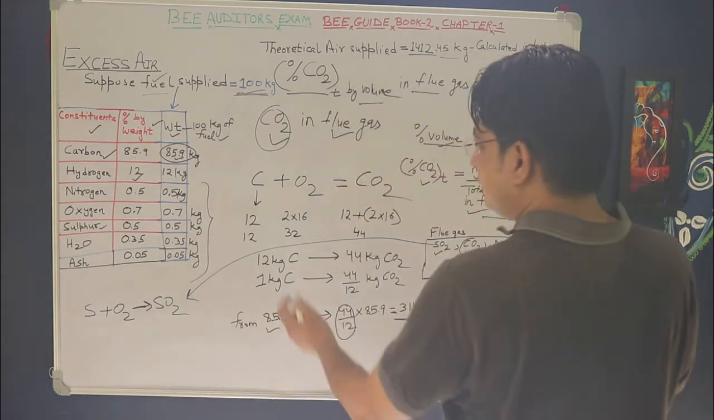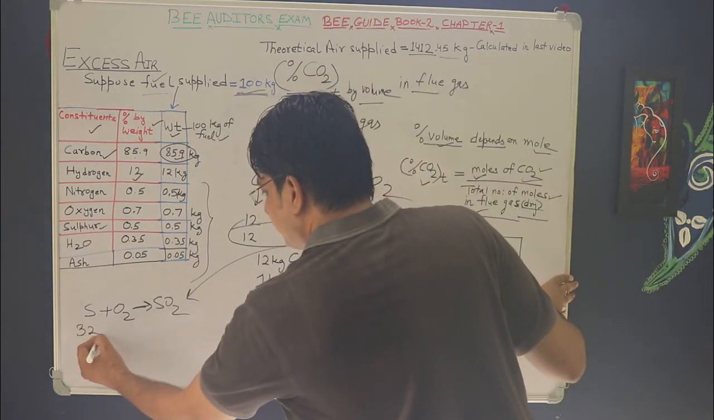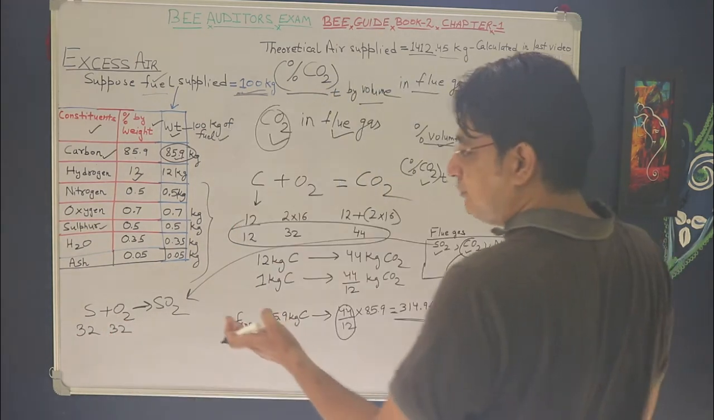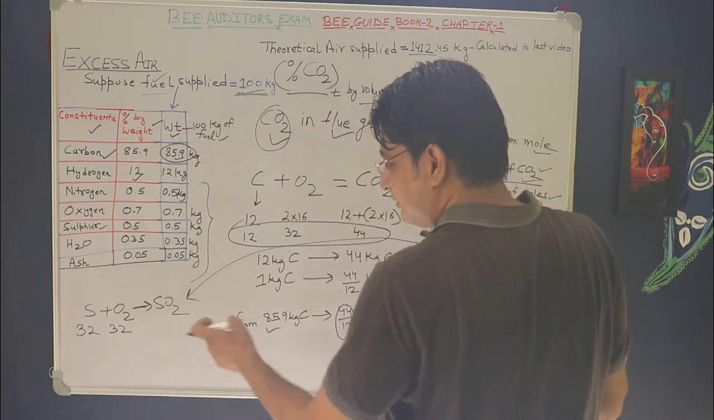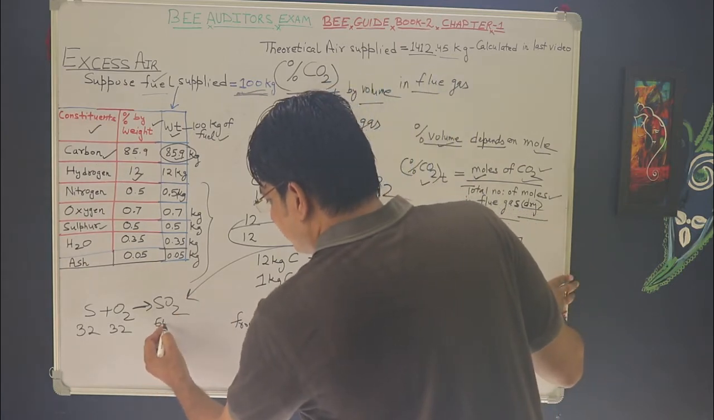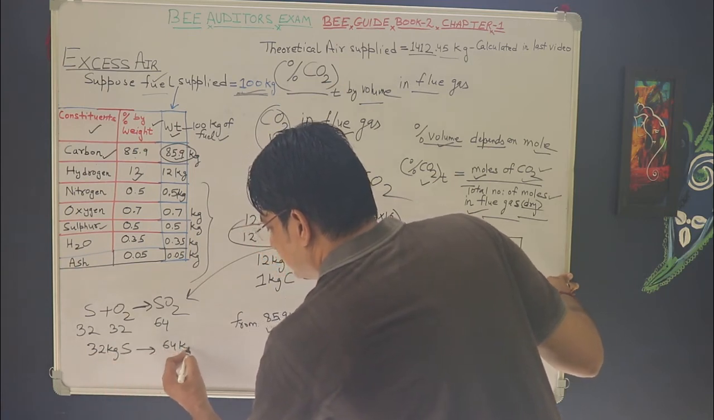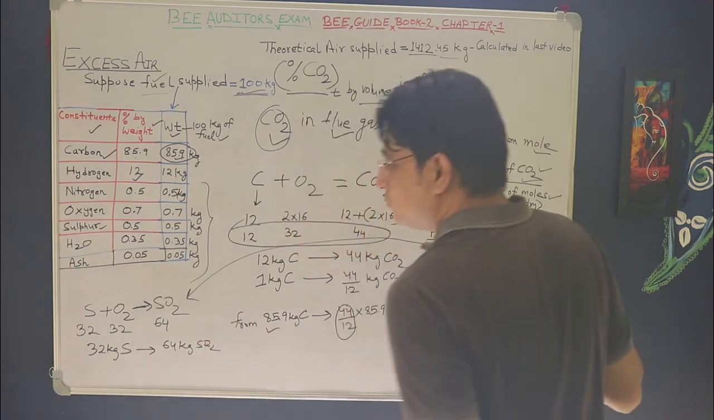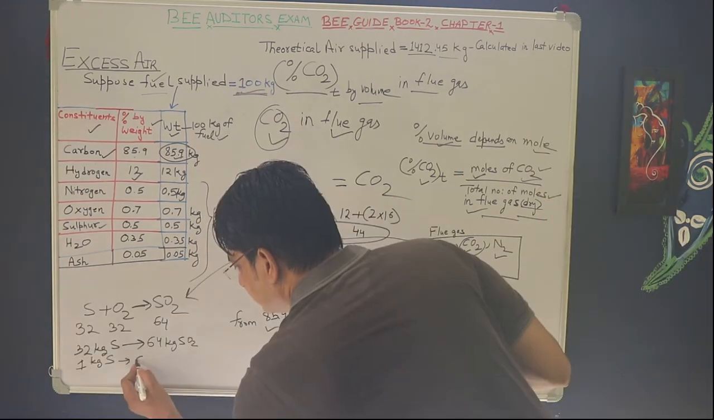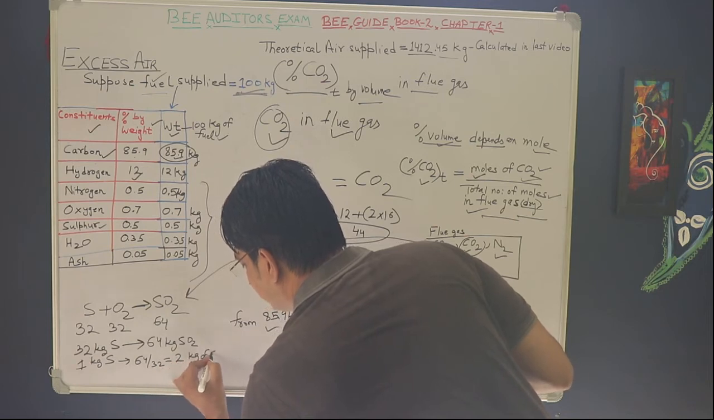So applying the same concept as I have done here, the atomic weight of sulfur is 32, the molecular weight of oxygen will be 16 multiplied by 2 and it will come as 32, and the molecular weight of sulfur dioxide can easily be calculated as 32 plus 16 multiplied by 2 and it will come as 64. From 32 kg sulfur you will get 64 kg SO2. So by applying the same unitary method, from 1 kg sulfur you will get 64 divided by 32 and it will come as 2 kg of sulfur dioxide.